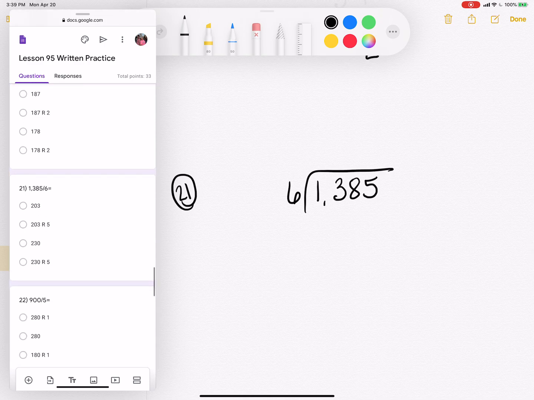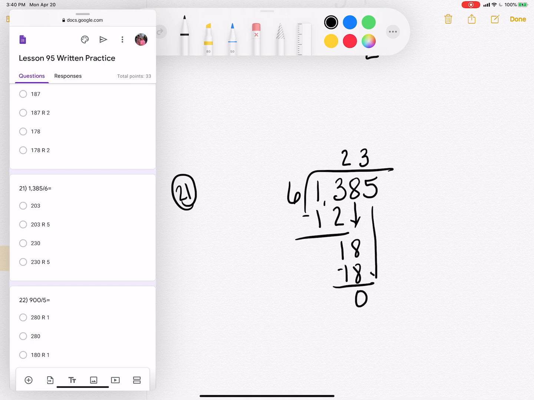21. 1,385 divided by 6. There are no 6's in the number 1, so I go to the number 13. There are 2 6's. 2 times 6 is 12. 3 minus 2 is 1. Bring down an 8. 3 times 6 is 18. 18 minus 18 is 0. Bring down a 5. Will 6 go into 5? No. 0 times 6 is 0. Now it's a remainder because there's nothing left to bring down. 230, remainder 5.